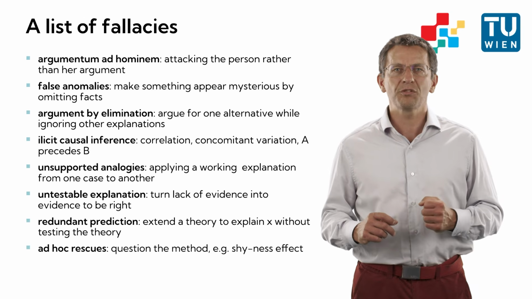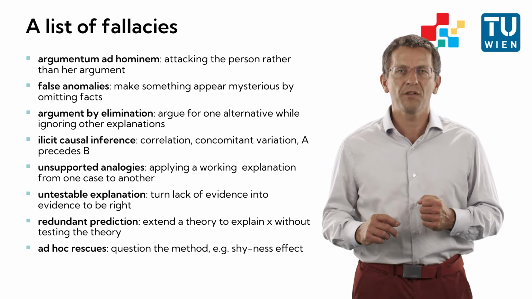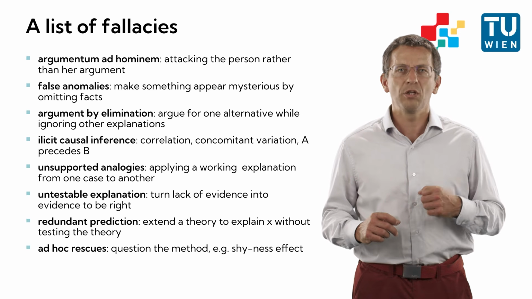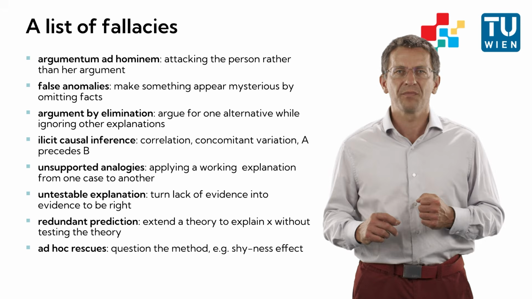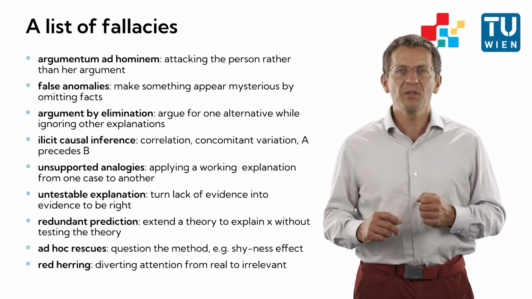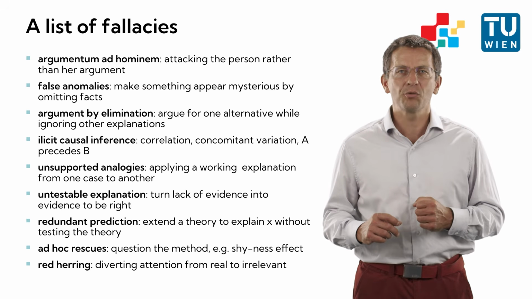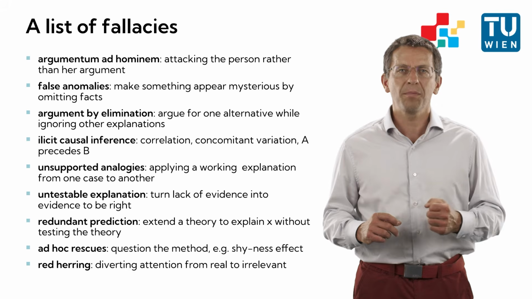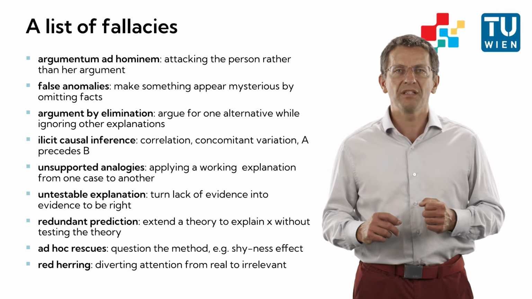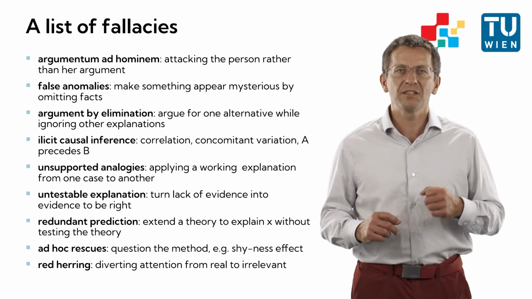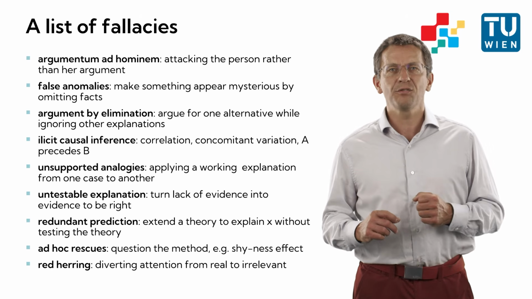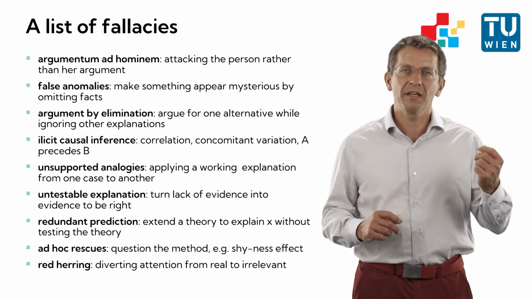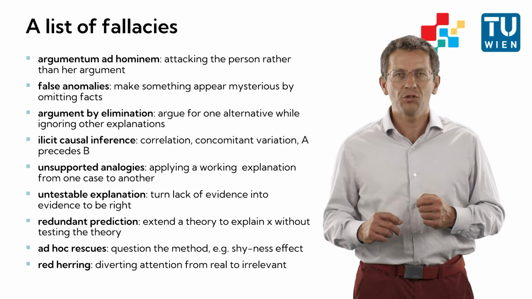Finally, ad hoc rescues are excuses to save a falling theory. For instance, when a new bug appears, blaming it on unusual user behavior rather than examining possible flaws in the code. Red herring is when someone diverts attention from the real issue to something irrelevant. For example, in a code review, focusing on a developer's formatting style instead of addressing the critical security flaw in the code. Recognizing these fallacies helps you think critically and avoid poor reasoning in computer science.